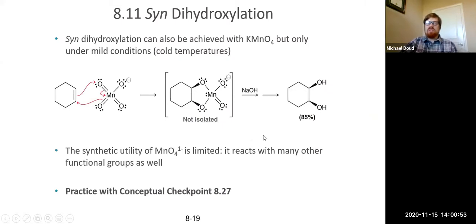So permanganate can do the same thing, potassium permanganate, but you have to do it under very cold conditions. And as you can see, it's basically the same thing, just manganese instead of osmium. But the problem is it's extremely reactive. If you do it at room temperature, for example, it's just going to chew up the whole thing. So unfortunately, permanganate is not very useful for syn dihydroxylation. But if you have a basic compound like this cyclohexene here, it can be useful.